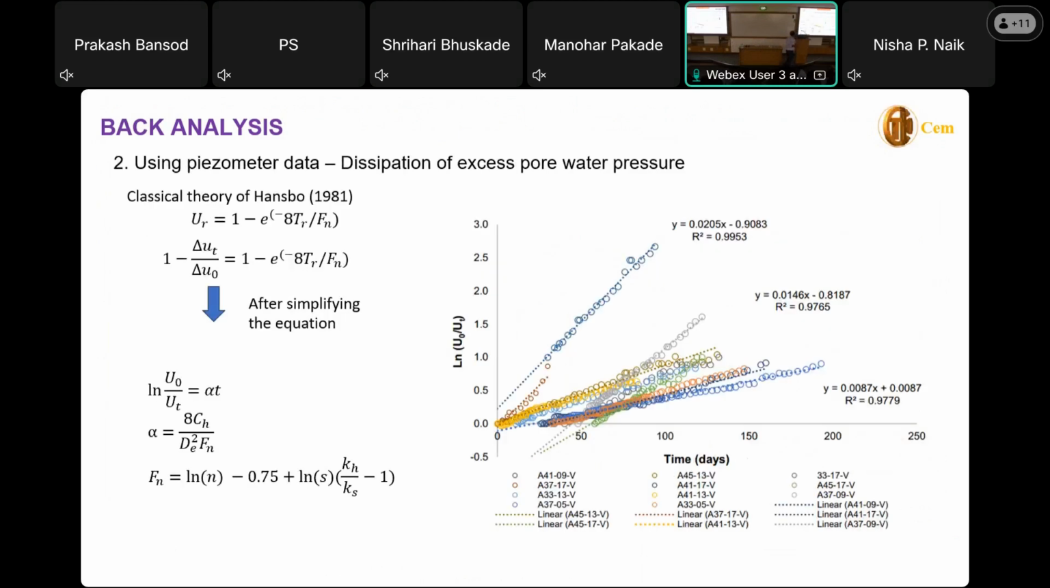Now come to the piezometer data. We have used this piezometer data for pore pressure distributions. If you look into this theory, it is the very classical theory of consolidation by Barron. This shows the degree of consolidation that happens.